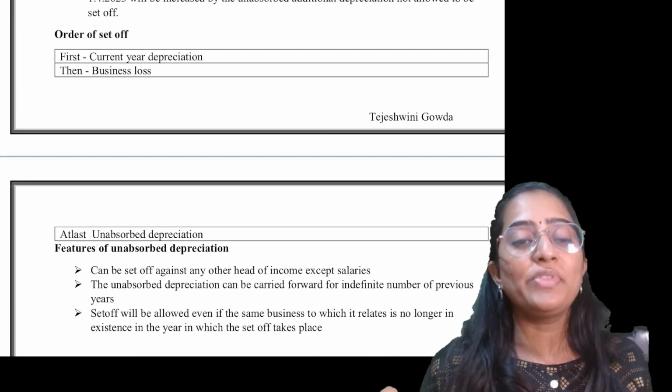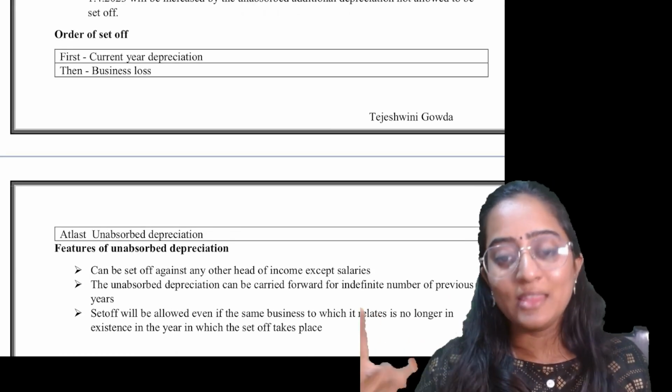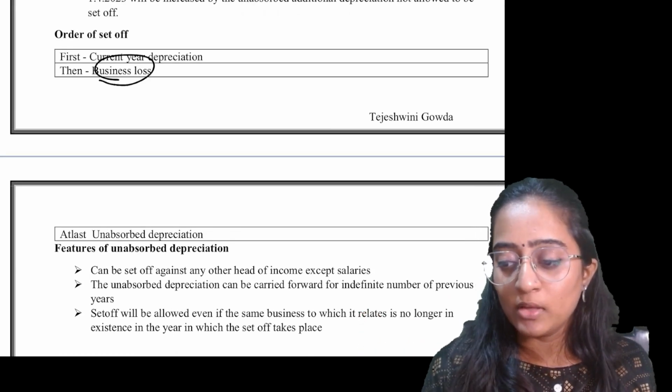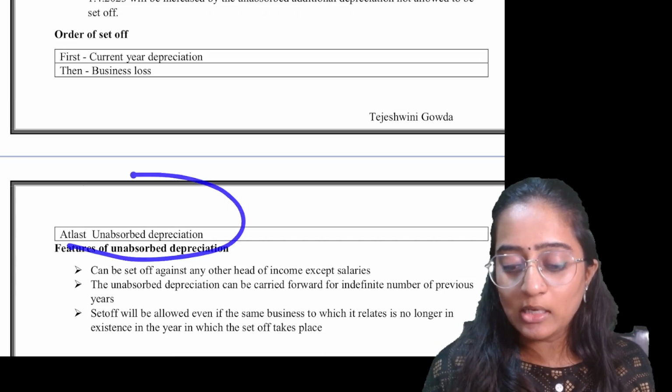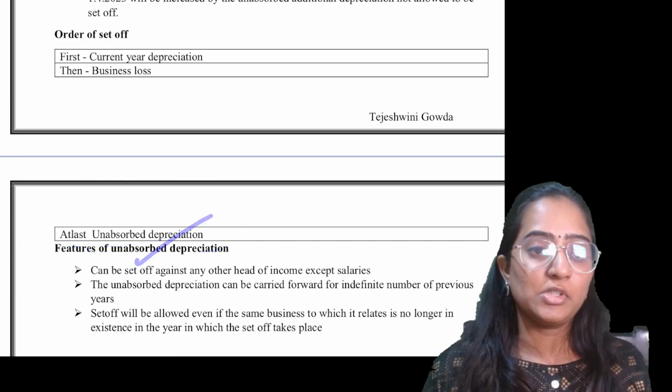When you are setting off the depreciation, you should always remember, first you should set off the current year depreciation. Then you should set off your business loss. Then you should set off your unabsorbed. At last, you need to absorb your unabsorbed depreciation.